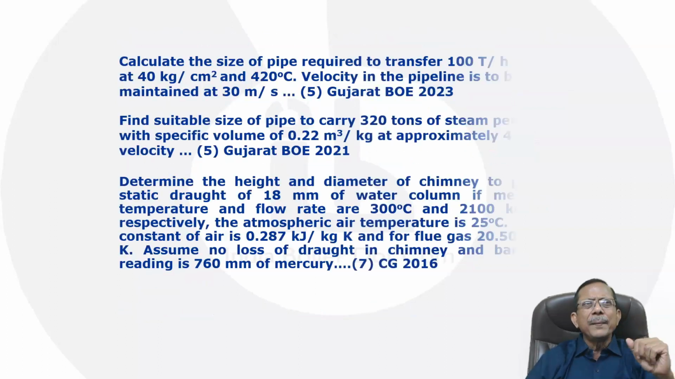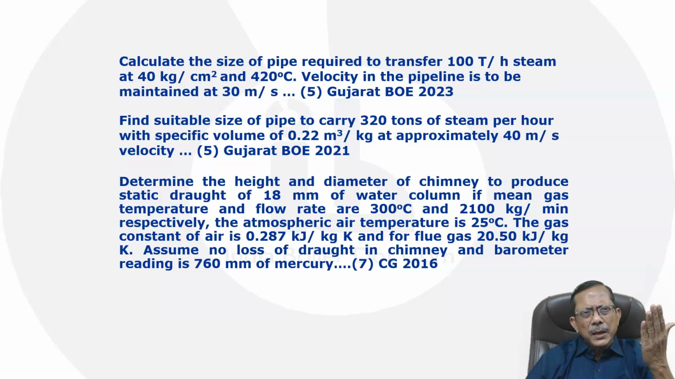Anyway, going ahead, these three questions I have shown in 2023 Gujarat BOE. This question, the one which you have solved just now, has come. Then in 2021, again 5 marks question. Again you see, find suitable size of pipe to carry 320 tons of steam per hour with a specific volume. Now here they have given the specific volume, so you need not refer the steam table. 0.22 meter cube per kg at approximately 40 meter per second velocity. So here they have again given the mass flow, 320 tons per hour mass flow. They have given the specific volume and they have given the velocity, right?